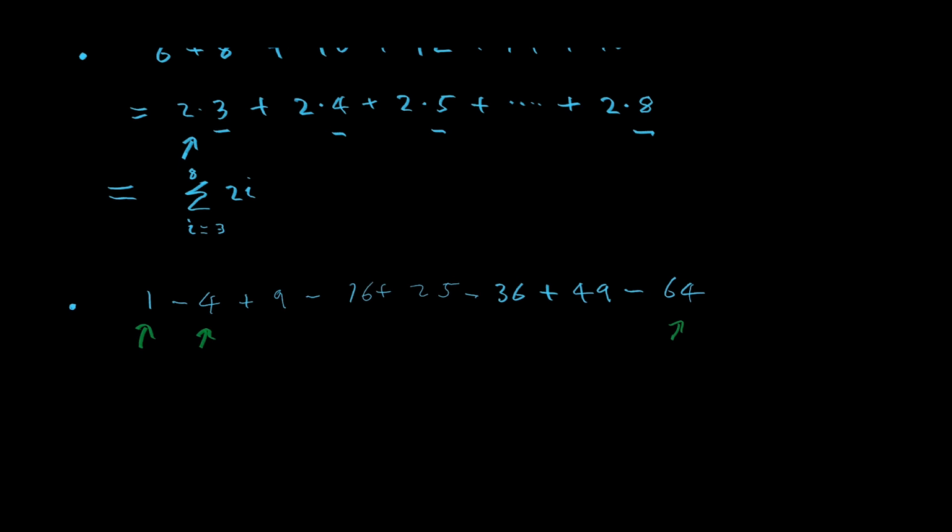Well, they're all square numbers. So for example, 4 is just 2 squared. 9 is just 3 squared. 16 is just 4 squared. 25 is just 5 squared, and so on. And 64 is just 8 squared. So we can see that the base, which is being squared, is changing by 1 with each successive term, with 2, 3, 4, 5, and so on all the way up to 8.